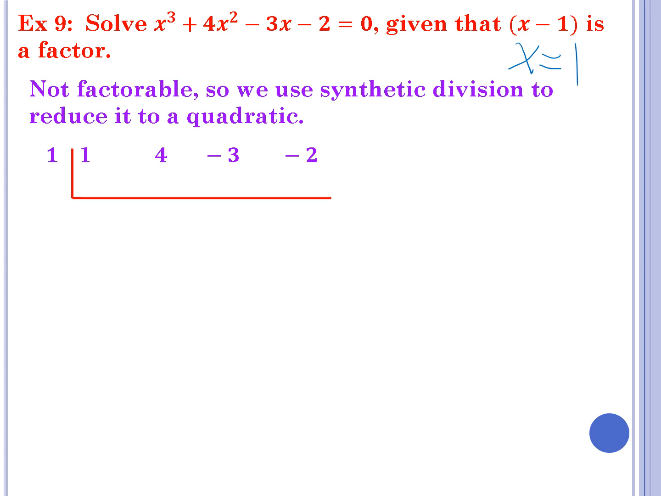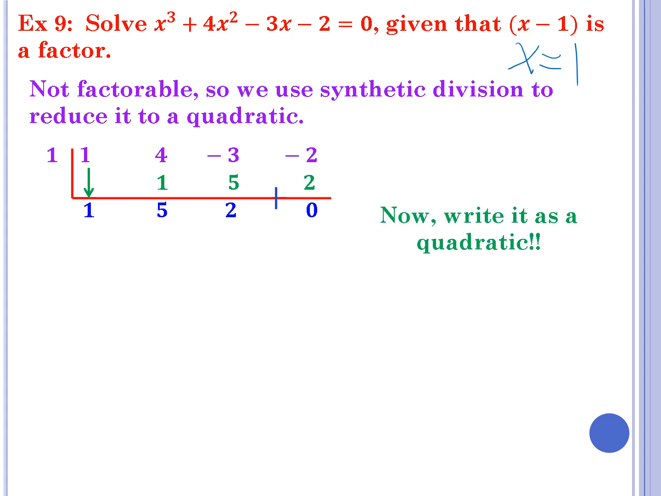So I'm going to do synthetic division with 1. I pull down the first term. 1 times 1 is 1. 4 plus 1 is 5. 1 times 5 is 5. Negative 3 plus 5 is 2. 1 times 2 is 2. And we get 0, which we should because we know it's a factor. So that gives me a quadratic. So x squared plus 5x plus 2.